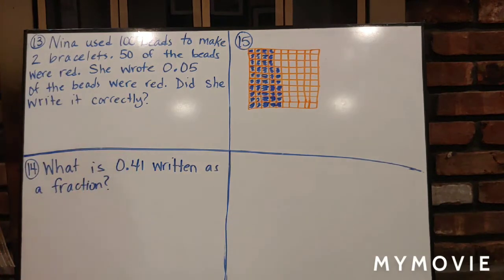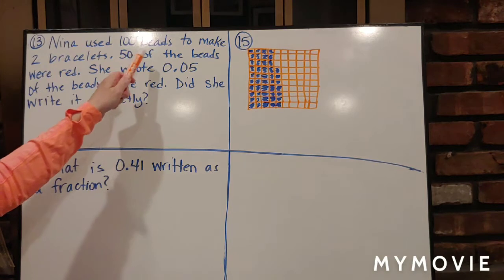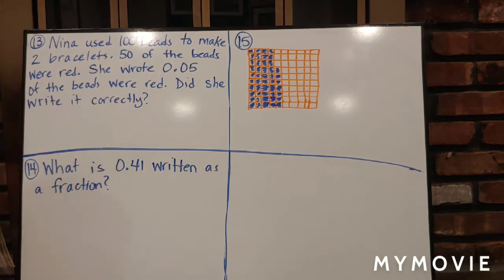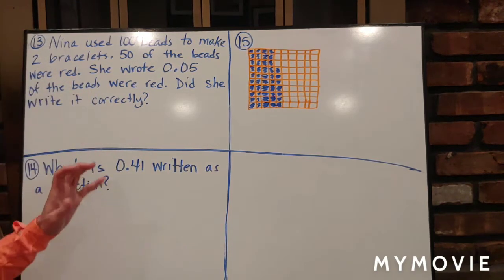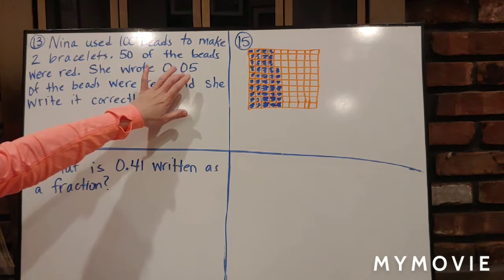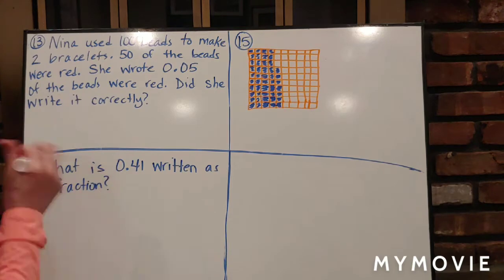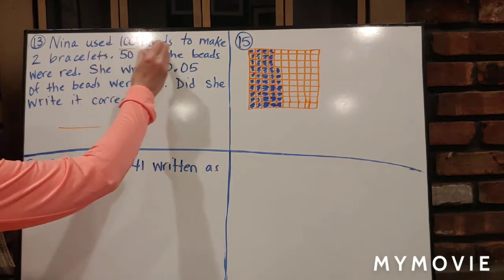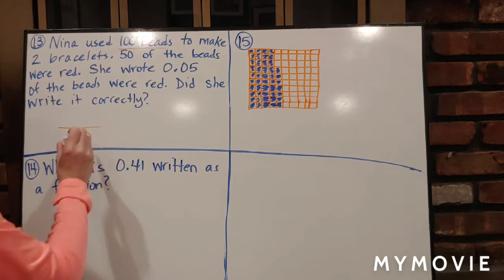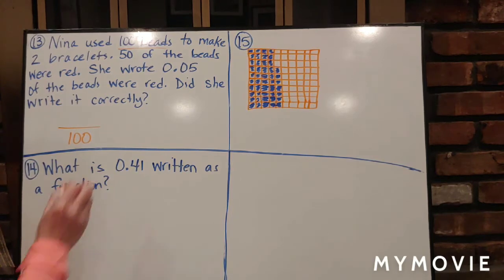All right, number 13. Nina used 100 beads to make 2 bracelets. 50 of the beads were red. So let's just stop there. She has 100 beads. We're going to write a fraction first because it's asking about a decimal later on. But let's write the fraction first before we even go on anymore. So how many beads does Nina have all together? All together she has 100 beads. That's going to be our denominator, 100, because that's how many beads she has all together.